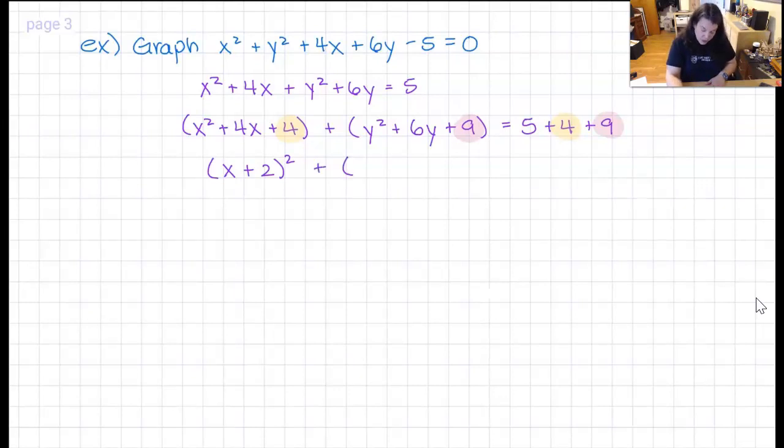Half of 6 is 3, so it's going to be y plus 3 squared, and then you add all those numbers there, and you get 18. And now it's in the right form. Yay! So then we can go ahead and find the center and the radius.